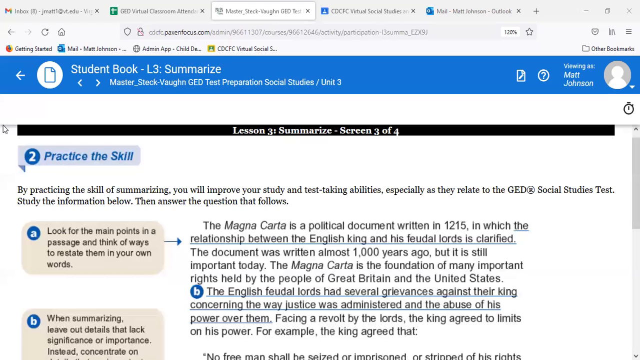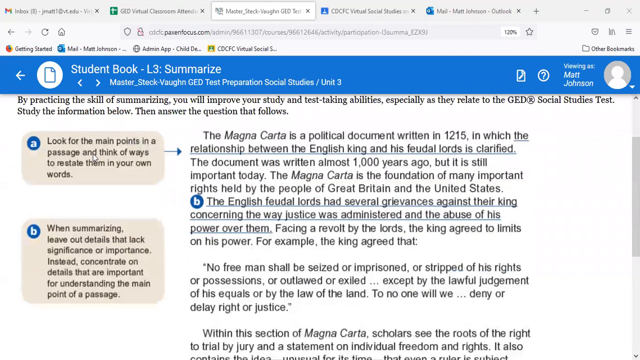So our text here says the Magna Carta is a political document written in 1215, in which the relationship between the English king and his feudal lords is clarified. The document was written almost 1,000 years ago, but it is still important today. The Magna Carta is the foundation of many important rights held by the people of Great Britain and the United States. The English feudal lords had several grievances against their king concerning the way justice was administered and the abuse of his power over them. Facing a revolt by the lords, the king agreed to limits on his power.